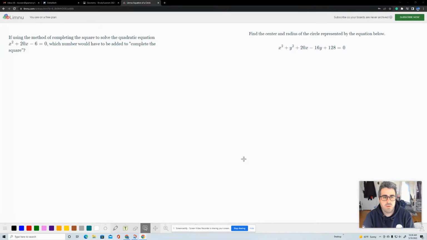Hi everyone, I'm going to go over how to do two types of completing the square problems. These you'll find on Delta Math, and there's a couple different steps that you have to focus on in order to solve them. So the first thing we have to do is move our constant to the right hand side of the equation.